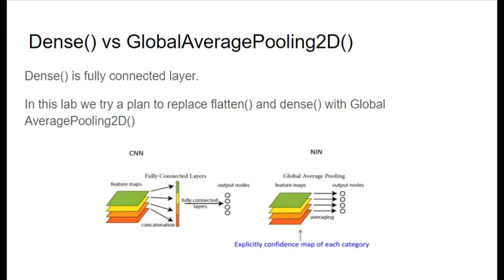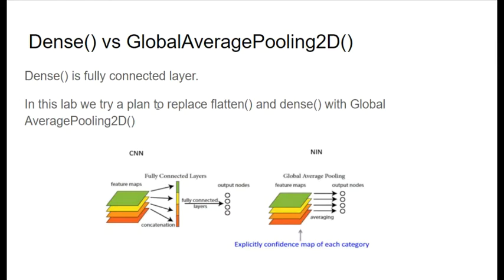The next core layer we are focusing on is dense. Dense is a fully connected layer. A normal CNN architecture always contains repeated blocks of convolution and max pooling layers, then followed by 2 or more densely connected layers. In this lab, we try a plan to replace flatten and dense with global average pooling 2D.